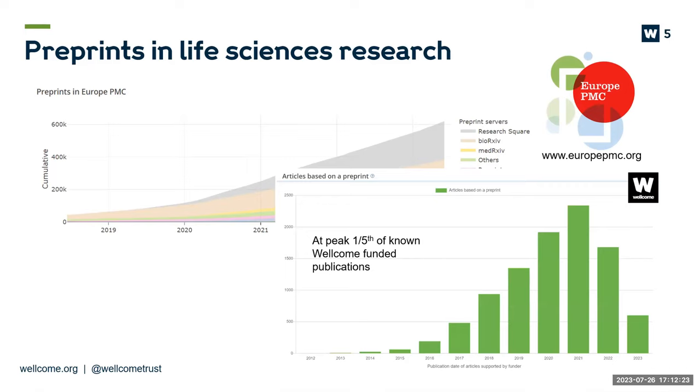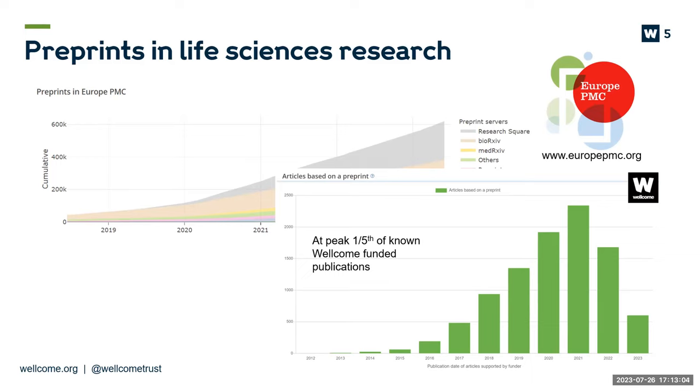But while there is growth, it's still actually only a subset of publications. So from Wellcome's perspective, we know that when we've seen the peak, only roughly about a fifth of our publications are coming from a preprint. So it's not yet the case that every publication is starting as a preprint from our perspective. We've got some more work to do to encourage their usage by our researchers.